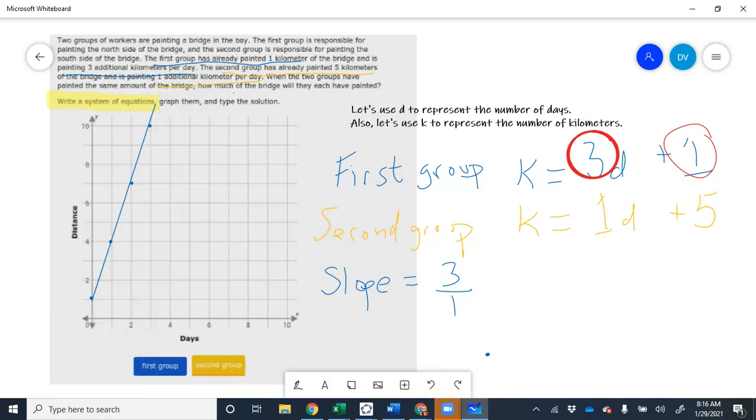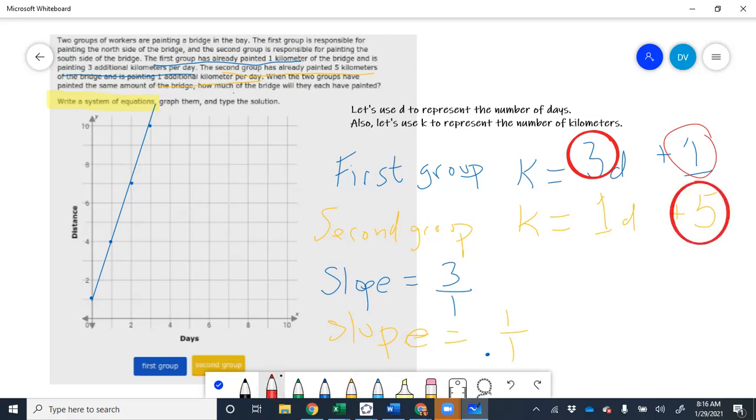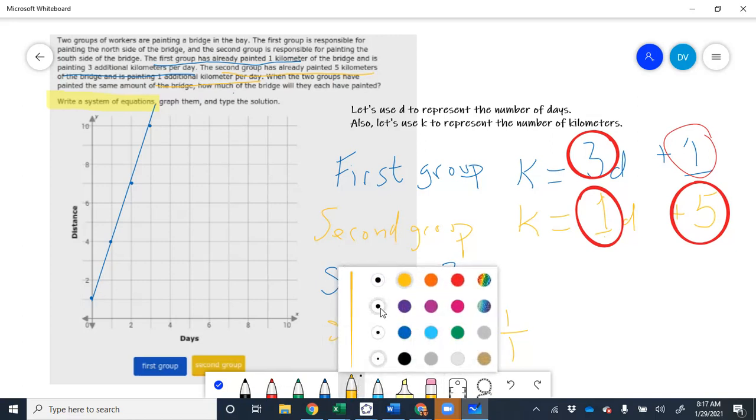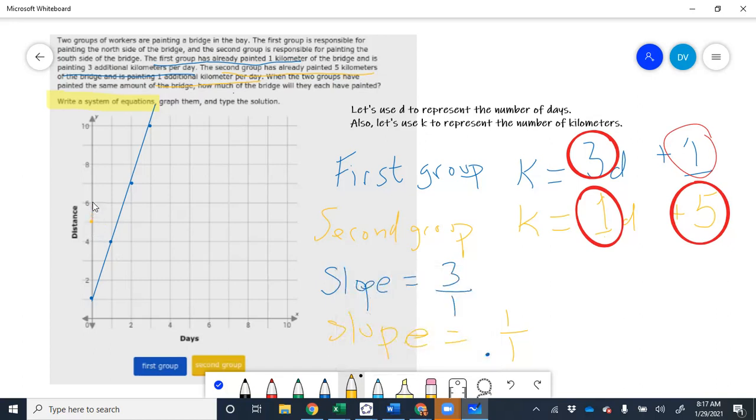All right, so now let's do the yellow one. The slope for that one, the second group, is going to be 1 over 1. And we're going to start at 5. We're going to go up 1 and over 1. Maybe I can do that a little bit faster this time. Here's my point. We start at 5 and go up 1 and over 1. Up 1 and over 1. There's already a dot there. And I'll just keep doing this till I run out of room.